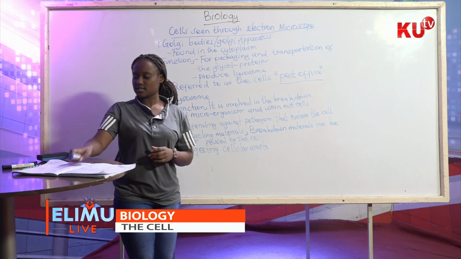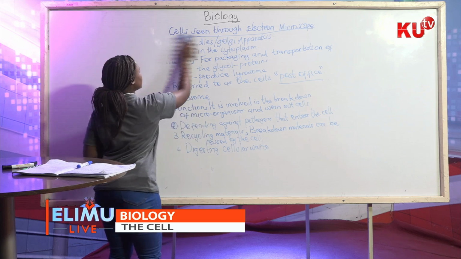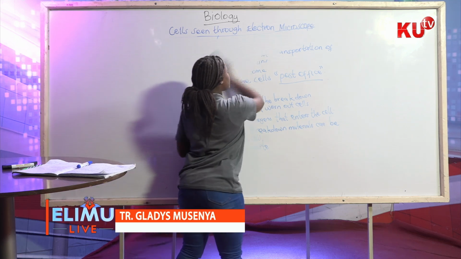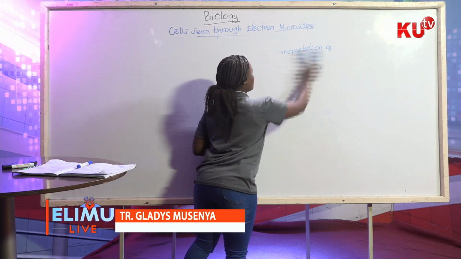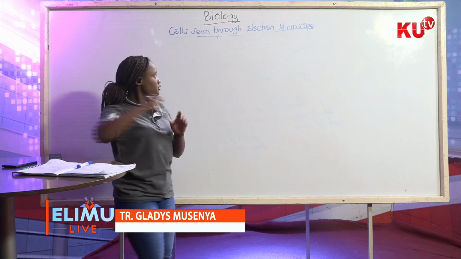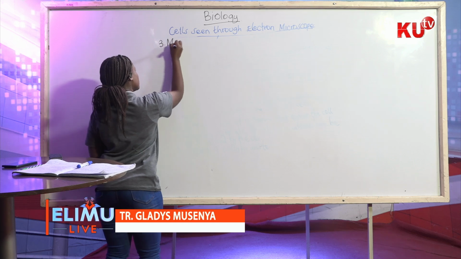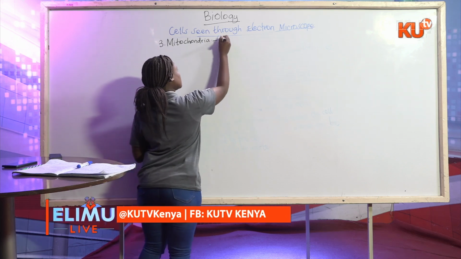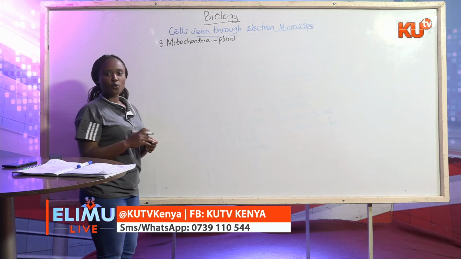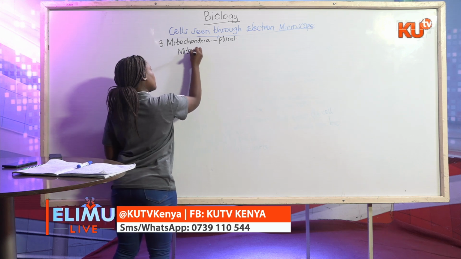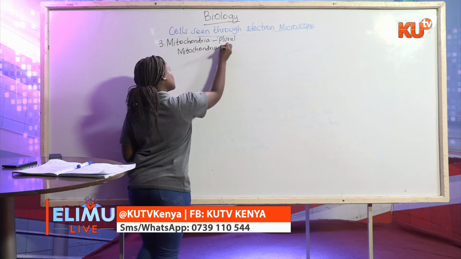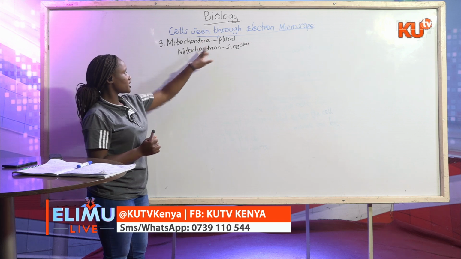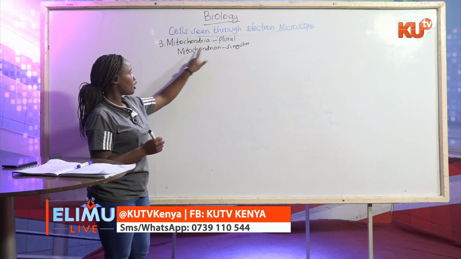Now we go to our next cell seen under the electron microscope. That is our number 3, it will be mitochondria. This is plural. And in singular, we call it mitochondrion. In plural, we call it mitochondria. In singular, mitochondrion.